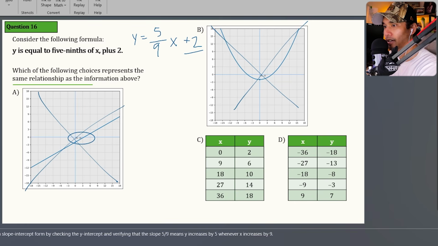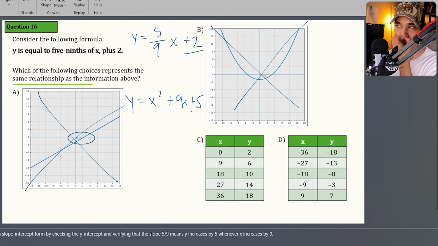I do have a question on here where we work with a parabola, I believe. Maybe, maybe not. Maybe that's just the quadratic formula. But parabolas are not linear, and you get a parabola with an equation like y equals x squared plus 9x plus 5. You know, that's for sure. That's when you get a parabola.